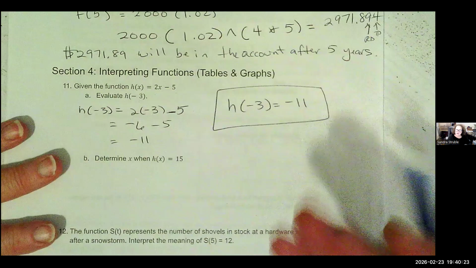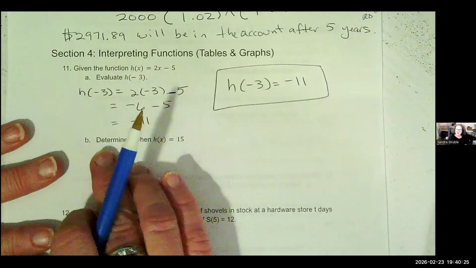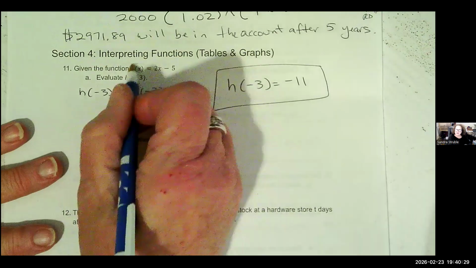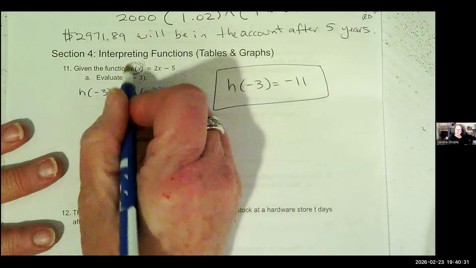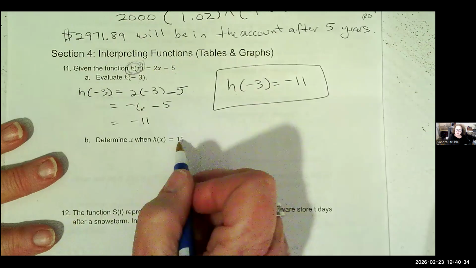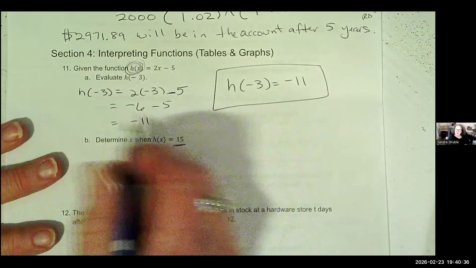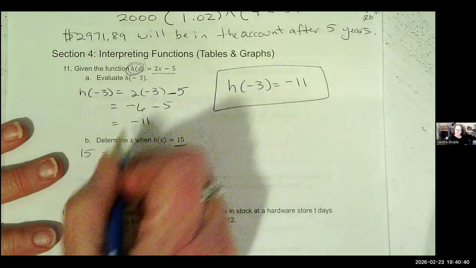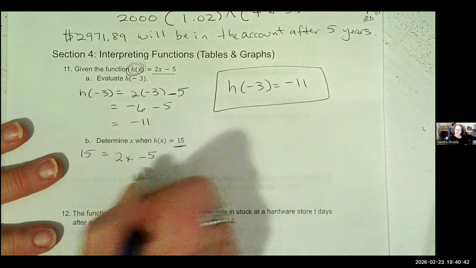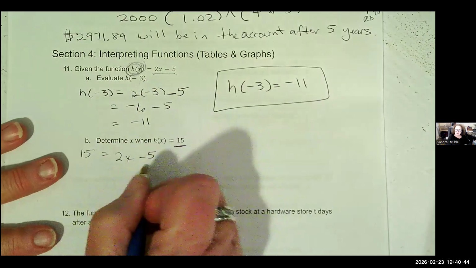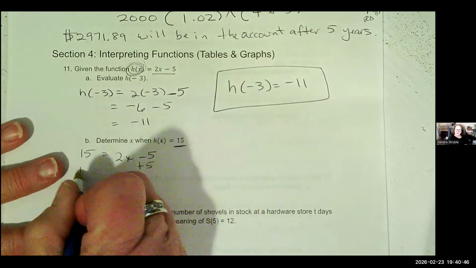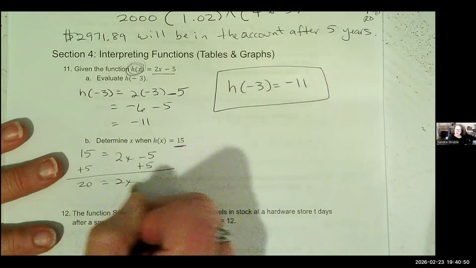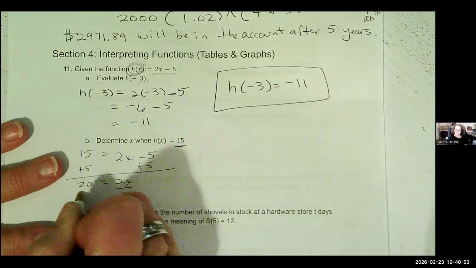Now let's determine x when h of x is 15. So where the h of x is, you're going to substitute the value they're giving for it. So 15 equals, and then you're going to write the rest of the function and solve for x. In solving for x, we're going to get rid of the 5 first, adding 5 to both sides. 2 is multiplied to x. We're going to divide both sides by 2, and x equals 10.